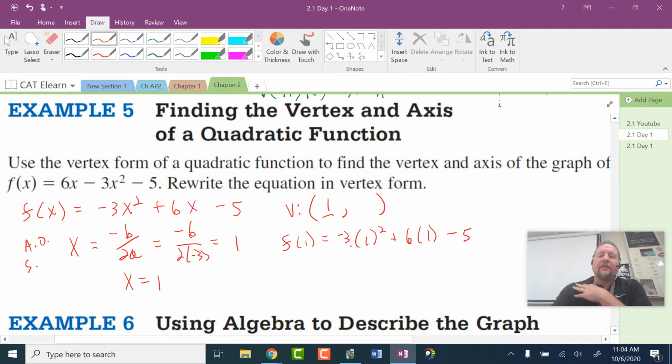1 squared times negative 3 is negative 3. 1 times 6 is 6. Negative 5. So negative 3 plus 6 is what? What's negative 3 plus 6? We'll break it down. And then 3 minus 5, or 3 plus a negative 5.